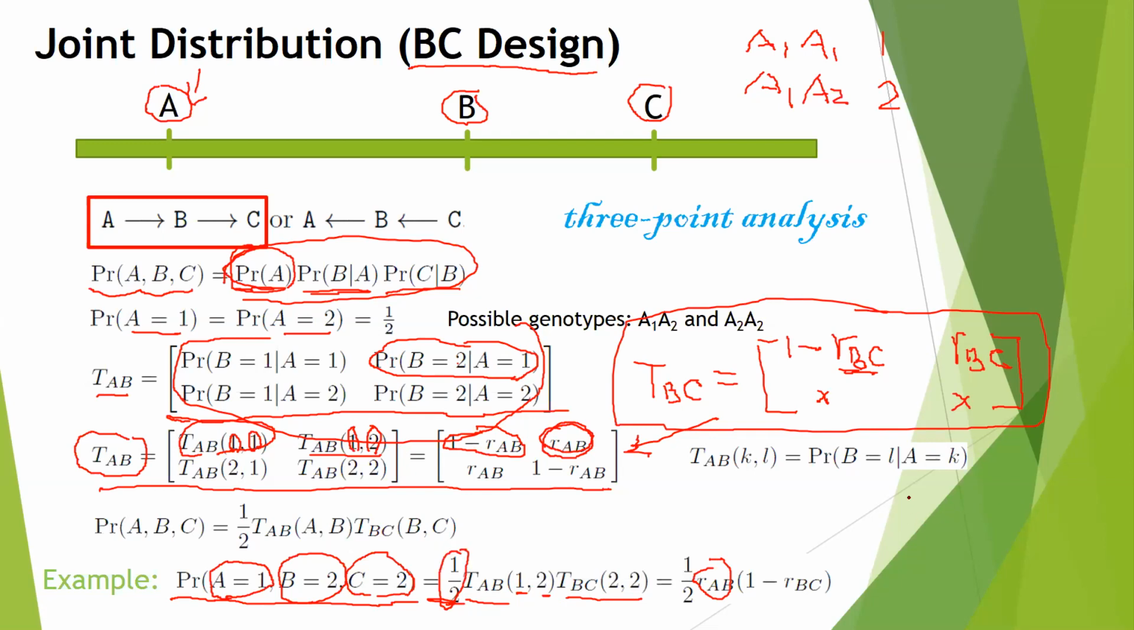One minus RBC. Yes, because this is 2 to 2, right? So we need to look at here. So this is very similar, should be very similar to this one, but not identical. We have to replace this by RBC. So that's why we use this. Okay, very good. Any questions here?